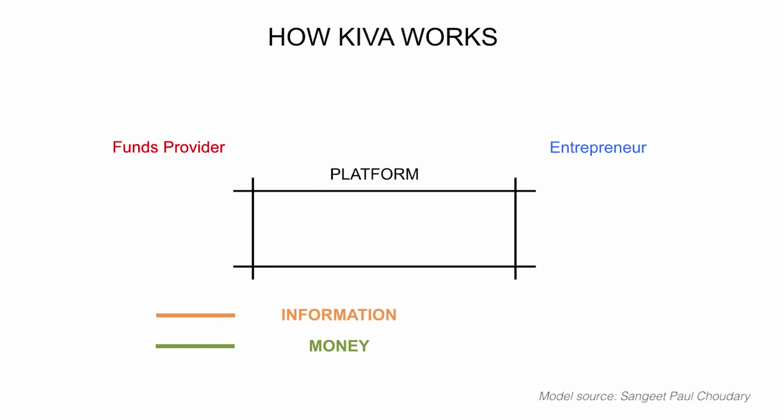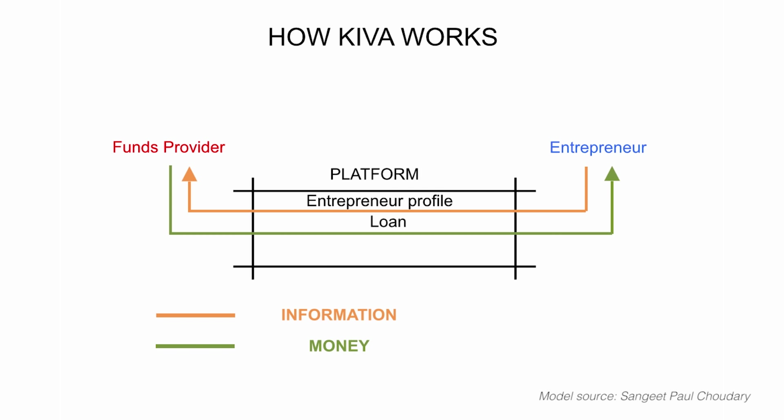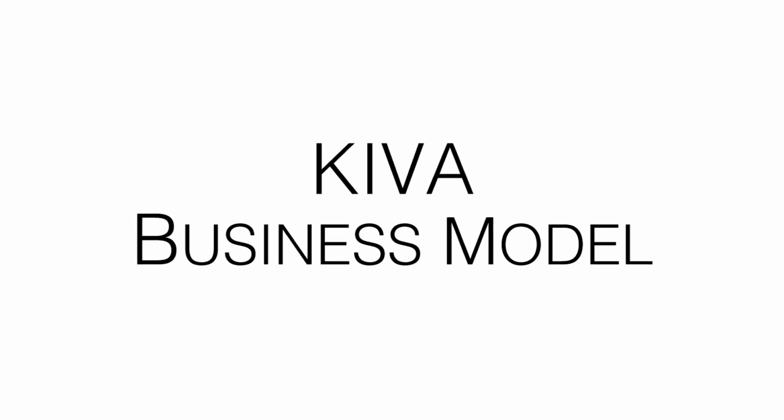Now, Kiva as a platform business begins with the provision of entrepreneurial profiles to potential funds providers. If the provider finds an entrepreneur they wish to support, then they provide funds through the platform. When the entrepreneur is successful to the point of being able to pay back the loan, the money comes back through the platform to the funds provider. That person then has the option of investing again and restarting the cycle. So let's look at the business model that supports transactions and makes Kiva so successful.